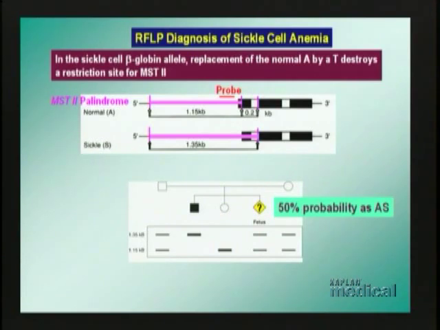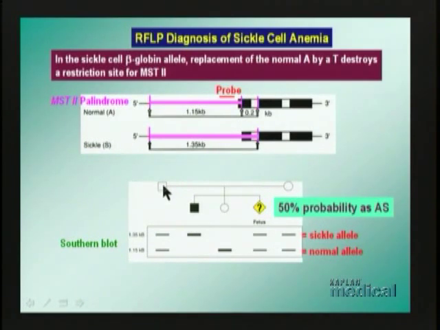MST2 is then added, and then the fragments are subjected to a southern blot. So again, this is a southern blot. Any fragment size that's detected by this probe, what's the probe? Here's the probe. Any fragment size that's detected by that probe that's 1.15 kb in size is indicative of a normal allele for beta globin. Any fragment that's detected by the probe that's 1.35 kb in size is indicative of a sickle allele for beta globin. So now, let's come back to this male, the father here.